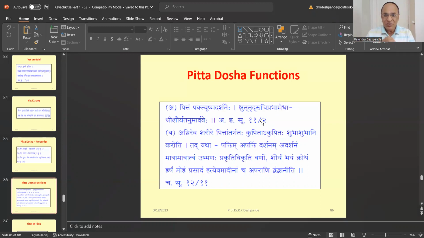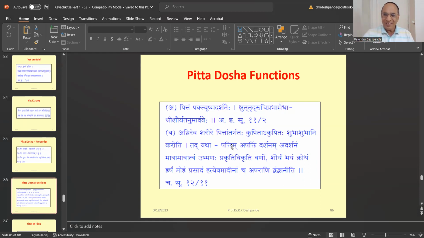Dhi and Shaurya. Dhi means the implementation capacity, and also the intelligence and decision-making capacity. And Shaurya is courage. Tanumardavam: there will be a delicateness in your whole body systems. It may be the skin, the cells, the tissue. All the systems are not as stout and tough as with Kapha dosha, but they are a little bit delicate because of the Ushna Tikshna properties.